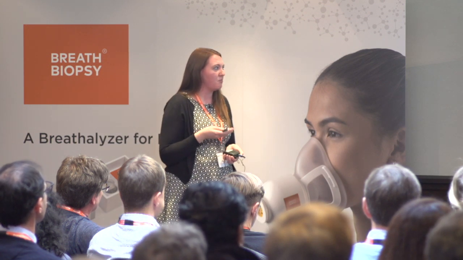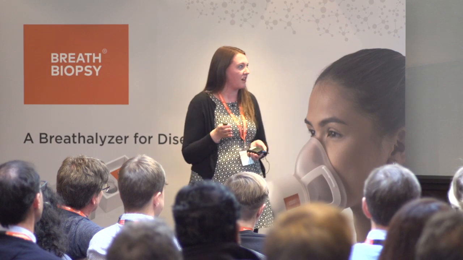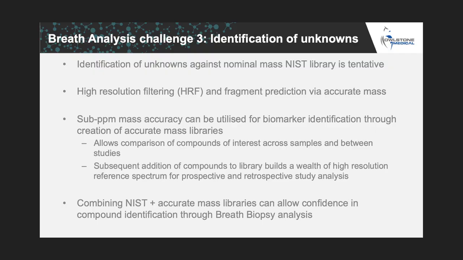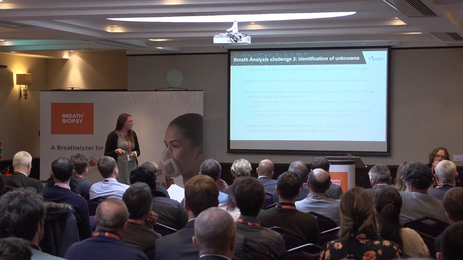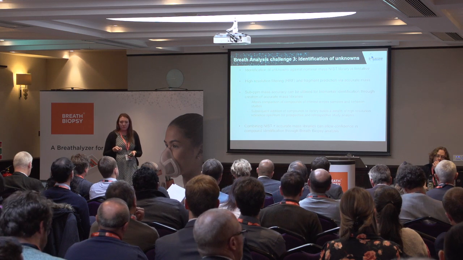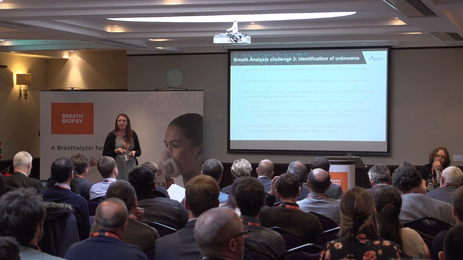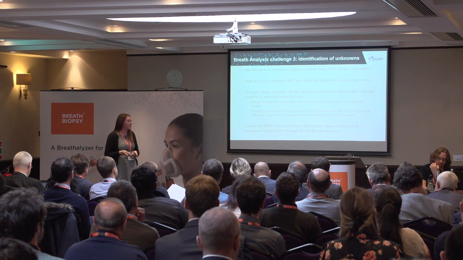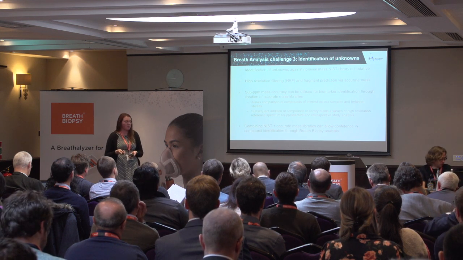So this then allows comparison of compounds of interest that are ID'd across samples between studies. If you're looking for butanol in one study and you find butanol in another, the accurate mass library gives you the option to say that was the same chemical on different days in different studies. Now this can also be combined with the NIST library, so we can use standard libraries alongside the high-resolution libraries at the same time.